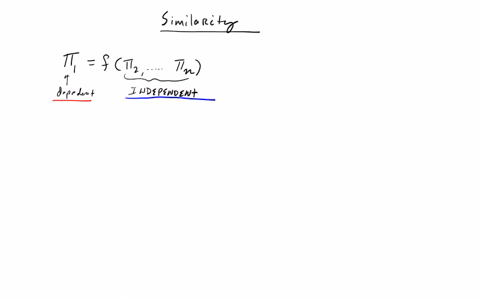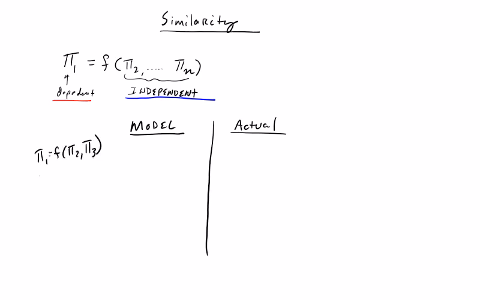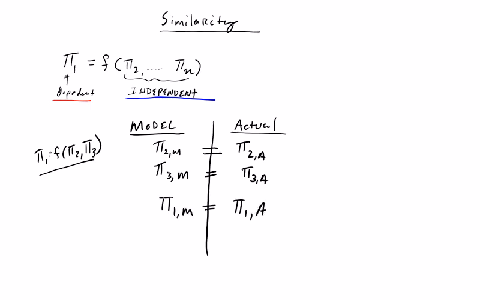So typically what we'd say is we have a model, so typically this is used for modeling, and our actual situation. So in a model, let's say we had a situation where we had pi 1 and it was a function of pi 2 and pi 3 for this particular problem. What this means is that if we have pi 2 of our model and pi 3 of our model, and they equal pi 2 of the actual situation and pi 3 of the actual situation, then whatever pi 1 is of the model, it equals pi 1 of the actual situation.